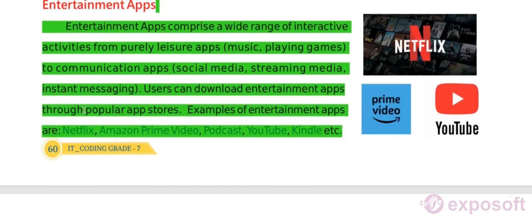Next is entertainment apps. Entertainment apps comprise a wide range of interactive activities from purely leisure apps such as music and playing games, to communication apps. Examples of entertainment apps are Netflix, Amazon Prime Video, podcast, YouTube, Kindle, etc.